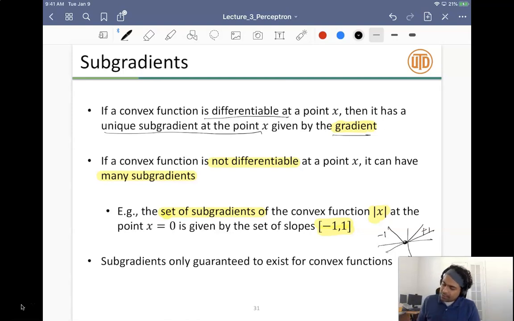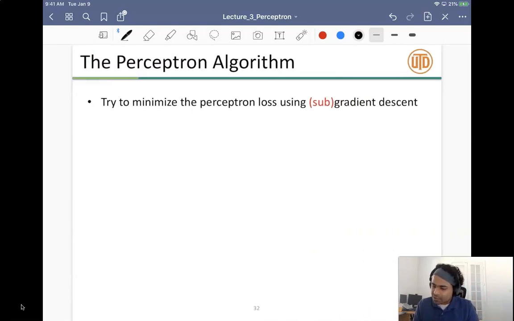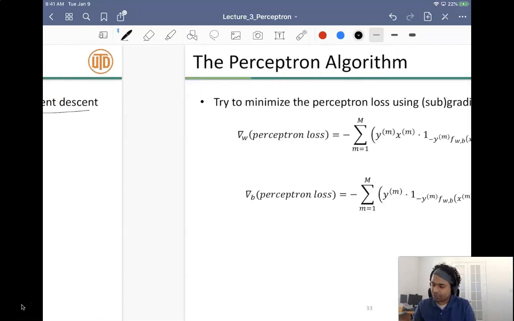The other important thing is that subgradients only exist for convex functions in general, right? So as long as the function is convex, we know that the subgradient will exist, right? And the question is, how do you compute the subgradient? Okay, so the goal of the perceptron algorithm is to try to minimize the perceptron loss using subgradient descent. So it's a flavor of gradient descent that uses subgradients.